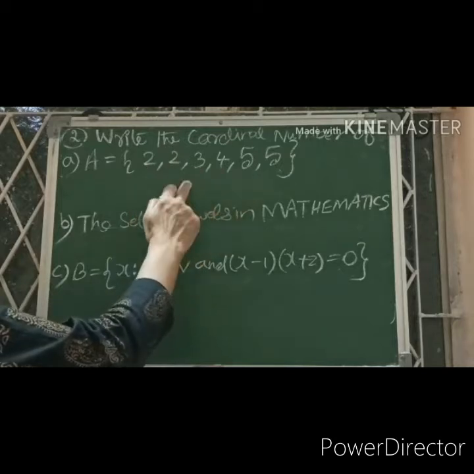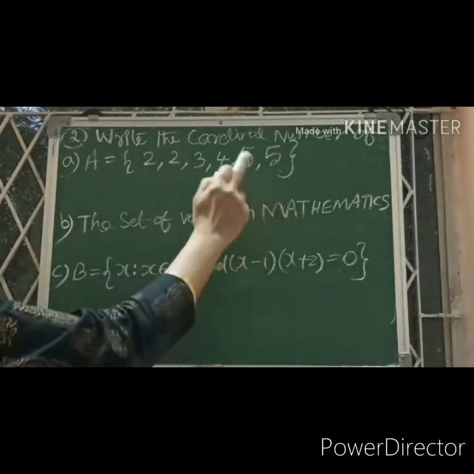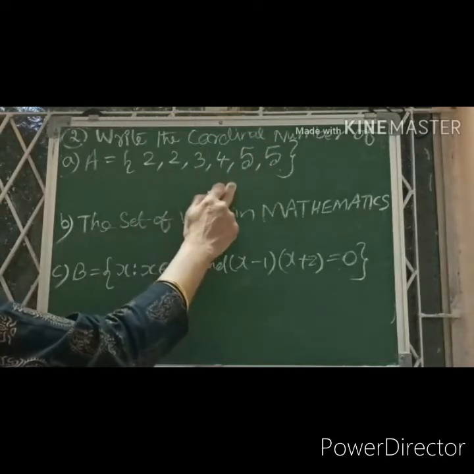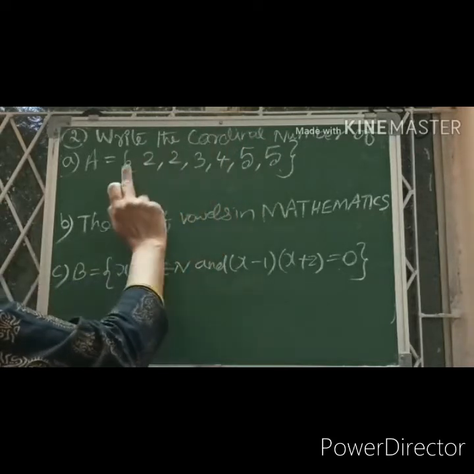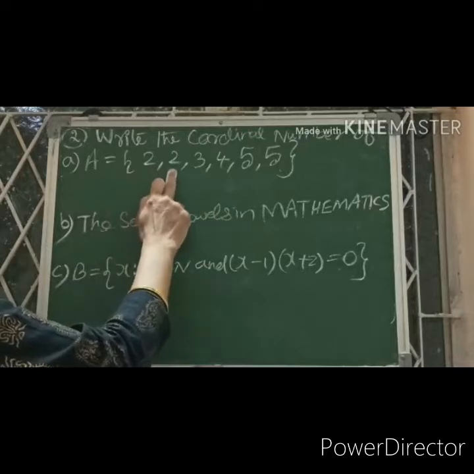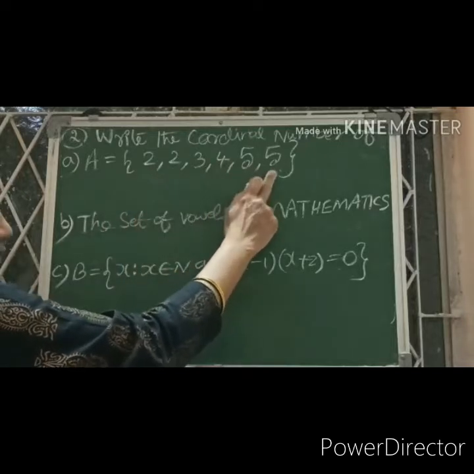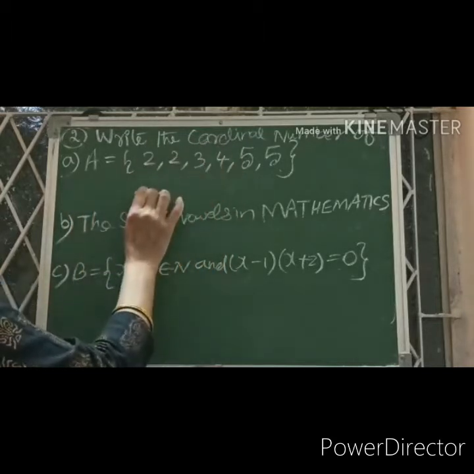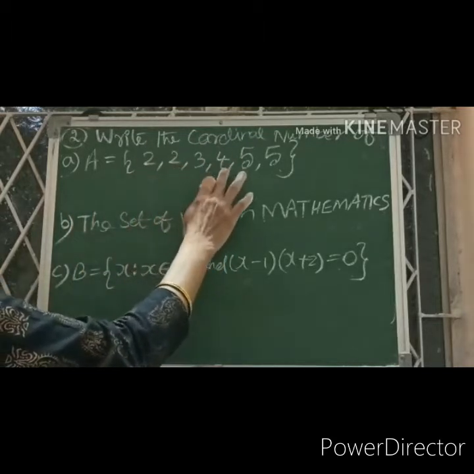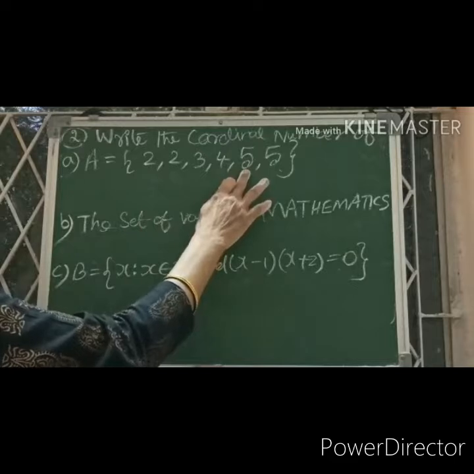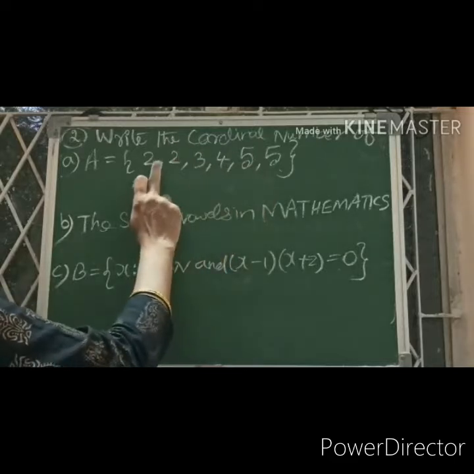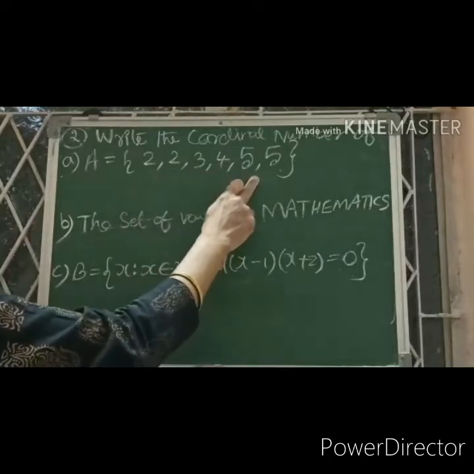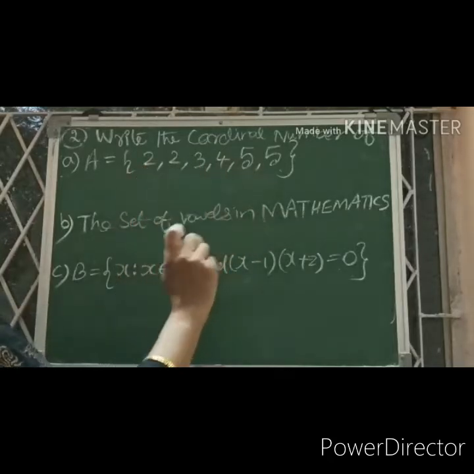Cardinal number. How to identify the number of terms. Cardinal number means what? Number of terms in that set you have to write. See here, 2 is repeated twice and 5 is repeated twice, but you have to count only once. So what is the cardinal number? 2, 3, 4, 5. How many numbers are there? You will write 4 terms. 1, 2, 3, 4, 5, 6. You do not write 6 because 2 and 5 are repeated.